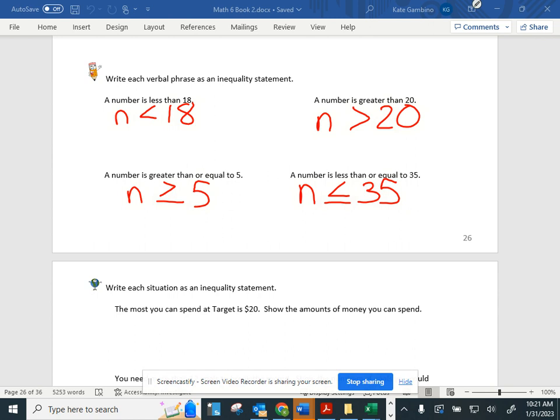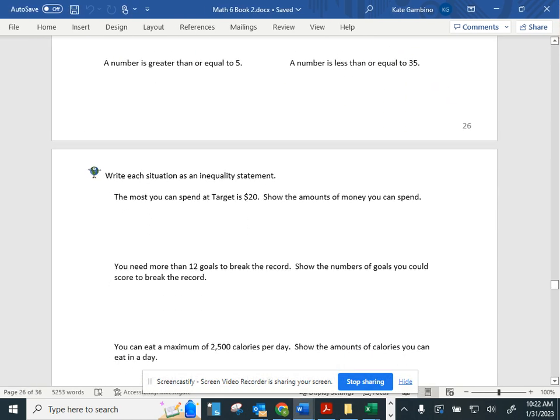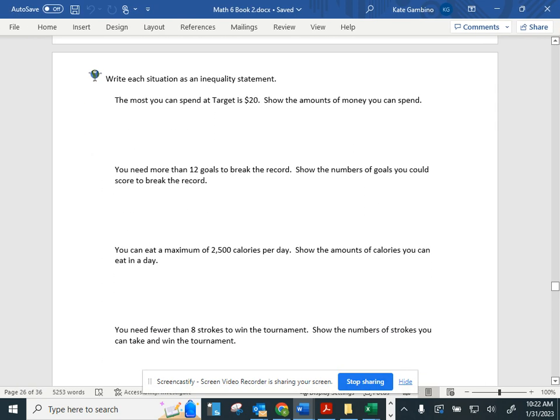So these ones were pretty basic because we're using that terminology that we're used to. The word problems on the second page are not as basic. You have to look at those new terms. So when we're saying maximum or minimum or at least, at most, we need to know those words. So what you're going to be doing on this second page is writing that inequality statement. The most you can spend at Target is $20. Show the amounts of money you can spend. We're going to do just one of these together so you have an idea of what you're doing.